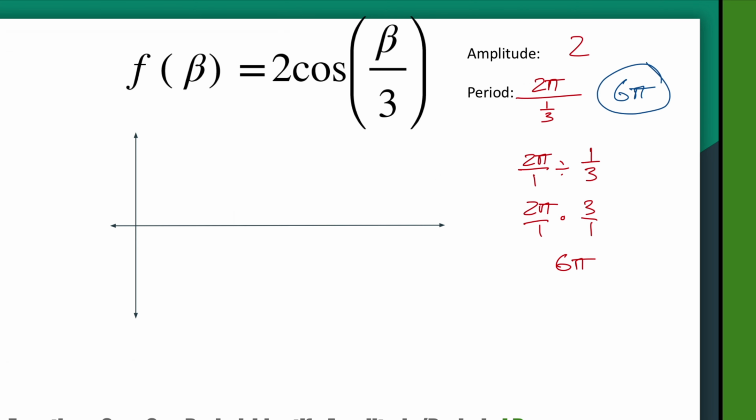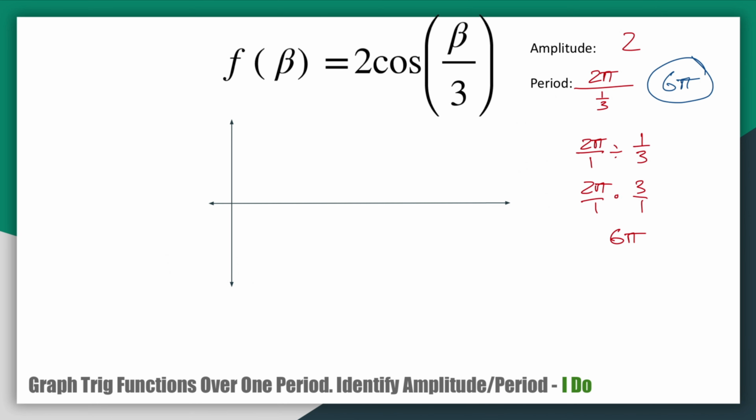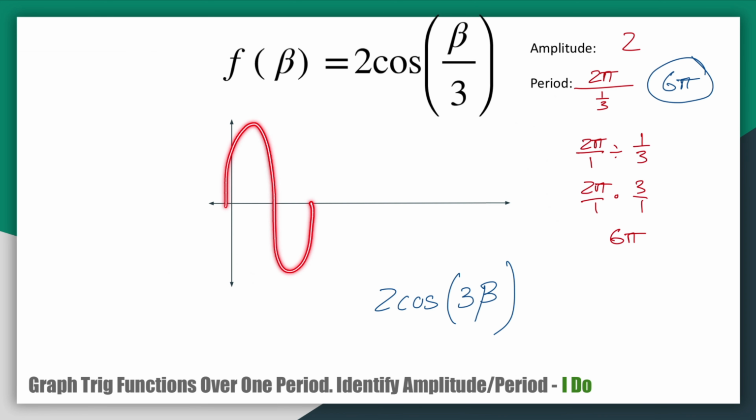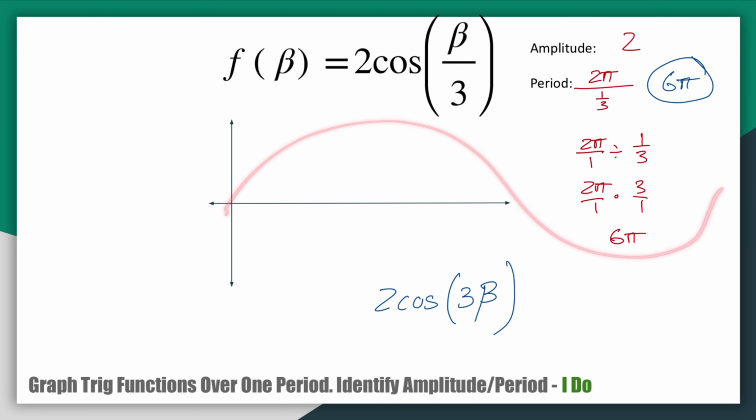If I put a 2 there or a 3 there, not like a 3 over 1, not a 1 over 3, let's say the function was 2 cosine of 3 beta. Well, that would have been 2 pi over 3. That would have really shrunk it, right? So a bigger number for b would bring it closer together. A smaller number for b brings it further apart. Okay? All right.